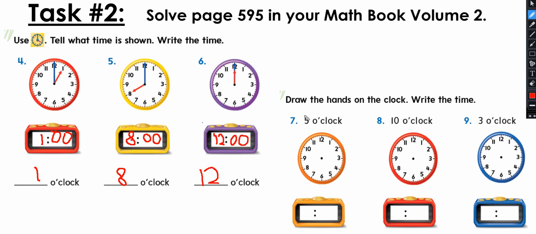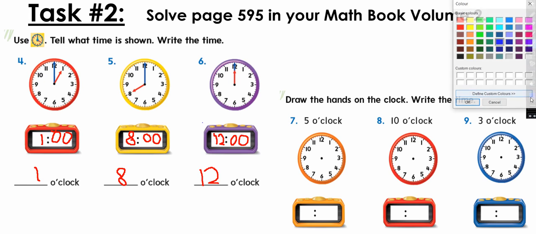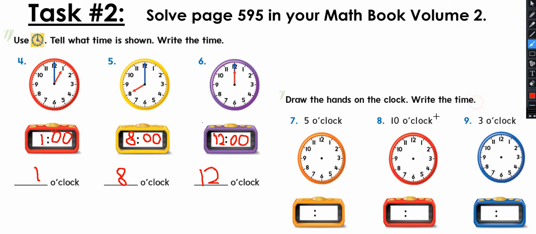Now here, let's read 5 o'clock. So let's draw all of the hours. Let's start with 5 o'clock. That means the hour hand should point at 5. Here, 10 o'clock. That means the hour hand should point at 10, and it's shorthand, so it doesn't go all the way to the number. And then 3 o'clock. Remember, it's shorthand, so it does not touch the number.